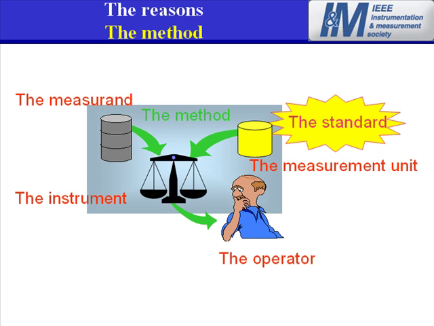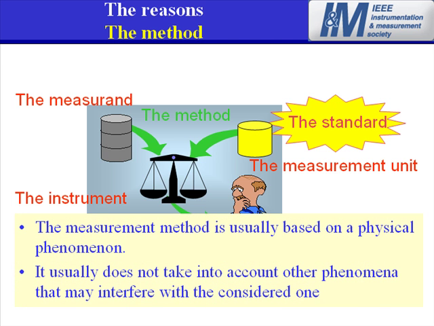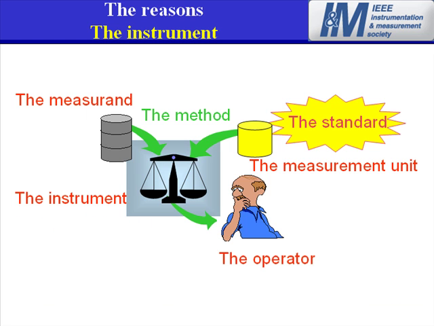The theoretical method we adopted to perform the comparison between the measurement and the standard is generally based on a physical phenomenon, let's say electromagnetic interactions, electromechanical interactions, as in the old instruments, and so on. However, other phenomena do generally interfere with the considered one, so the actual result of the comparison might differ from the expected one, and hence its interpretation can't be totally correct. Then we have to implement the comparison method in a real instrument.